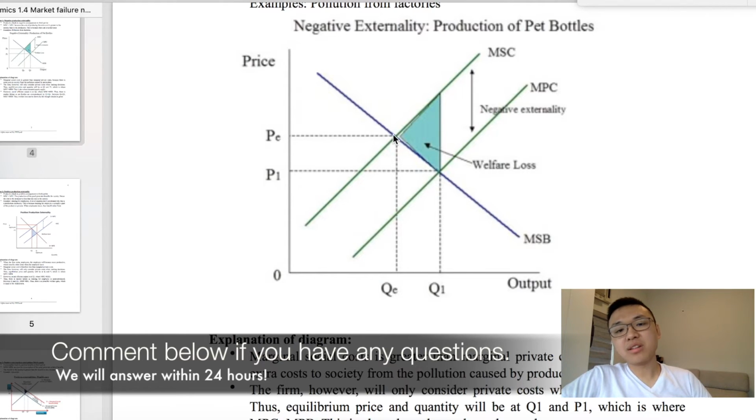So we can see when there are negative production externalities, the market equilibrium is higher than the socially optimum point. The market equilibrium quantity is greater. Therefore, there is market failure because the market fails to allocate resources efficiently.